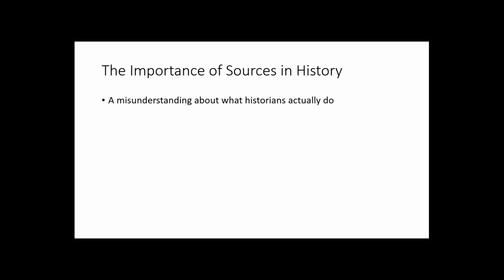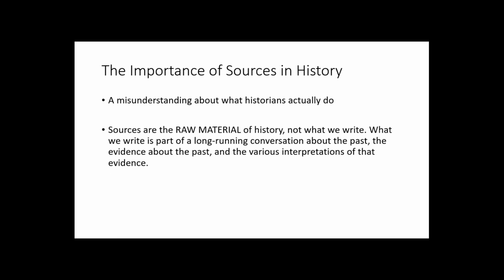There is a significant misunderstanding about what historians actually do, and this is indicative of some of the abstracts that I read from Sunday's assignment. Historians don't actually write about what happened. They're much less interested in the details of what happened and how it happened. Instead, what they are interested in is analyzing and talking about sources. Sources are the raw material of history, not what historians write.